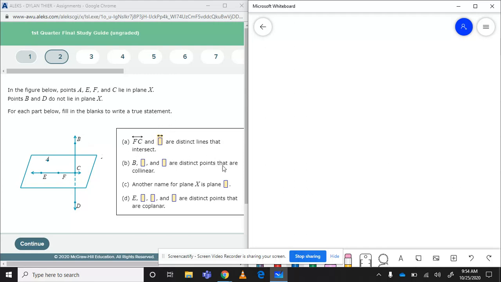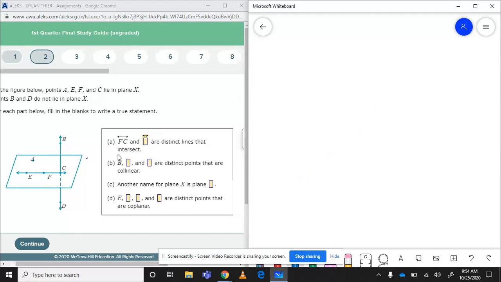Okay, they're looking for 3 points that are collinear. So collinear just means that all of the points are along the same line. So it looks like B, C, and D in this picture would be collinear. Another set of 3 points that are collinear would be E, F, and C, but that's not going to work for this question. As for another name for plane X, we can just label it X.